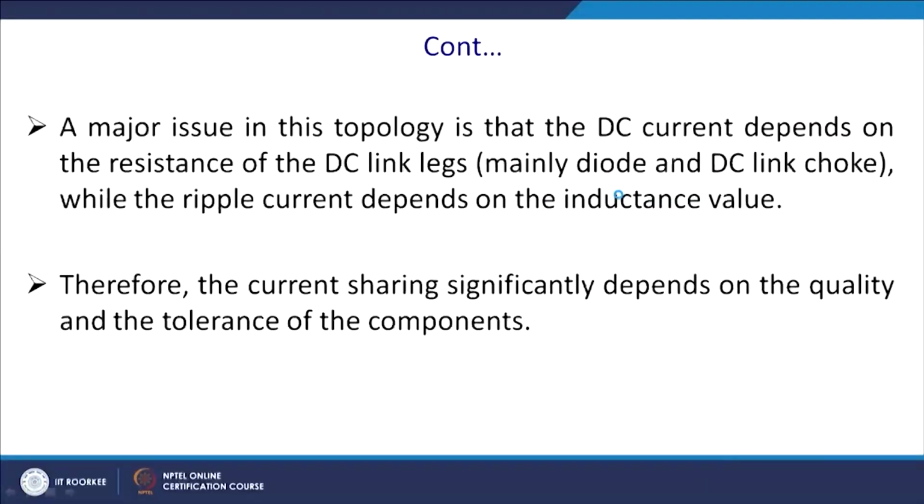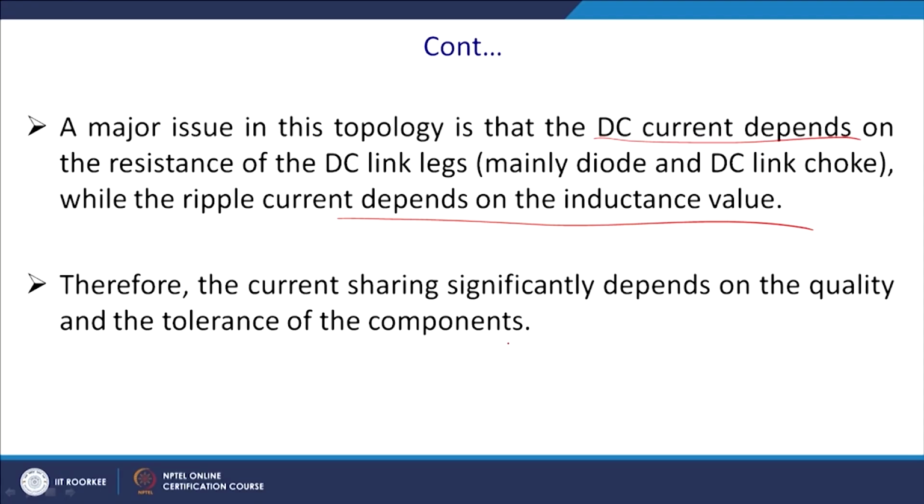Now, the major issue in this topology is that the DC current that is available in the output depends on the resistance of the DC link legs, mainly the diode and the DC link choke, while the ripple current depends on the inductance value. So, the more the value of the inductance, the more it will smoothen the ripple. Therefore, the current sharing significantly depends on the quality and the tolerance of the component. So, that is something very important.